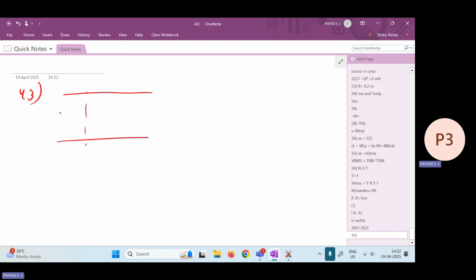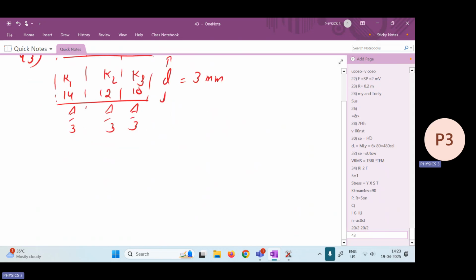This is connected like this. K1 is 14, K2 is 12, and K3, sorry, is 10. Let's say this thickness is d, 3 mm. If the total area is A, then the area of this part will be A by 3, the area of this part will be A by 3, and the area of this part will be A by 3. We can see all of the dielectrics are connected in parallel.